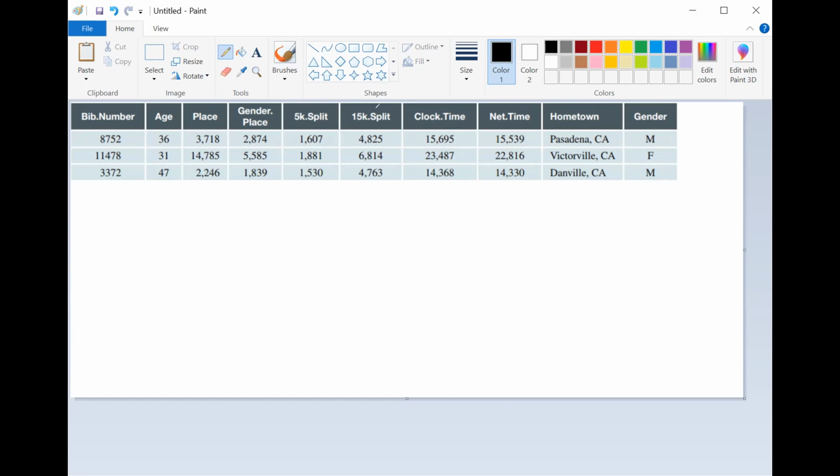We do have some splits here: the time it took to run 5K, the time it took to run 15K. And then we have some measurements for total time, clock time, net time. Not sure what the difference is between those two. That would be something you'd want to take a look at, to determine which one is preferable. Hometown: with hometown in the data, maybe you could look at where people are from to determine their performance and whether that's relevant. We do have gender, so we could look at whether that matters in terms of your total time.